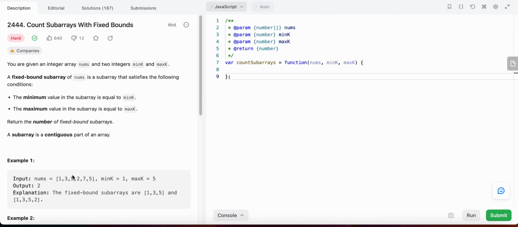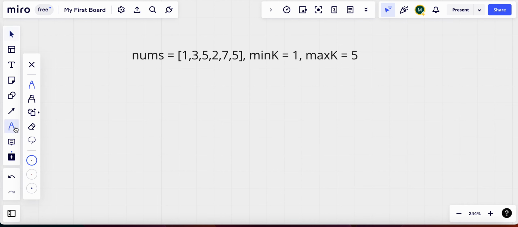That is, we need a subarray that consists of both the min value and the max value, and also the maximum of that subarray should be the maximum value and the minimum should be the minimum value. Let's look at this example here.